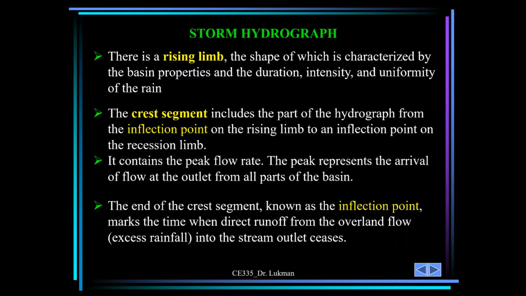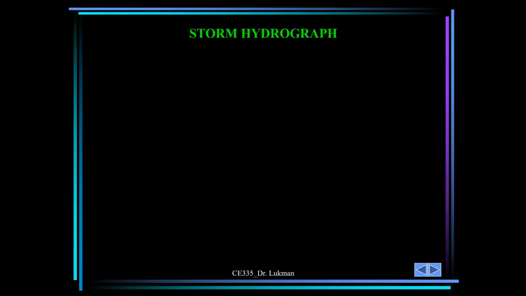And the end of the crest, known as the inflection point, marks the time when direct runoff from the overland flow into the stream outlet ceases. When there is no longer direct runoff coming from the overland flow, when it stops coming into the stream outlet. So you have the inflection point.